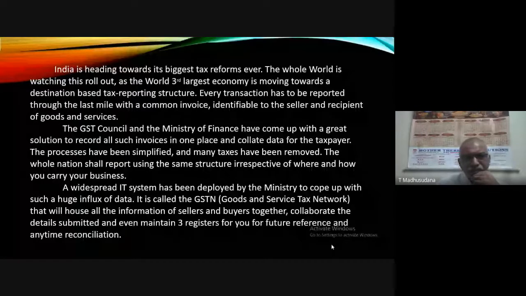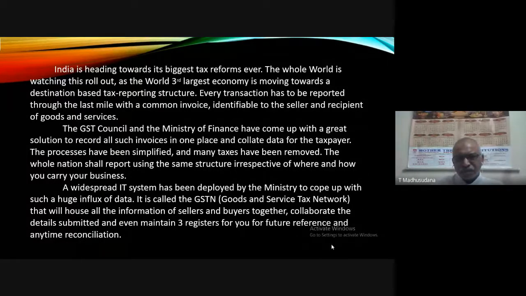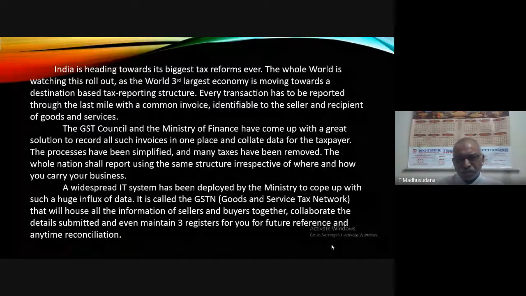The GST Council and the Ministry of Finance have come up with a great solution to record all such invoices in one place and collate data for the taxpayer. The processes have been simplified and many taxes have been removed. The whole nation shall report using the same structure irrespective of where and how you carry on your business.